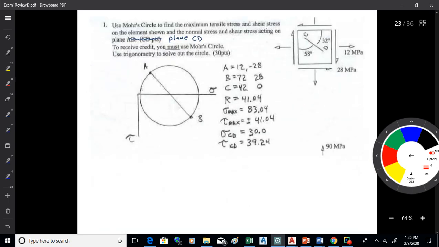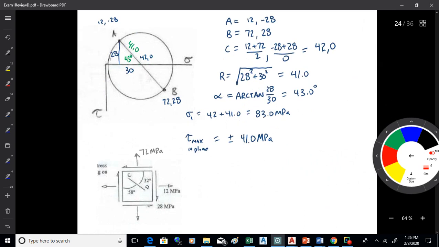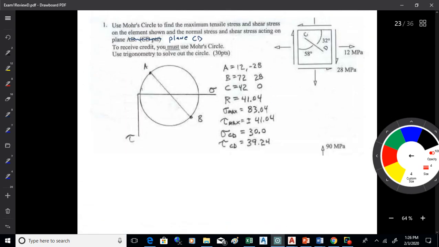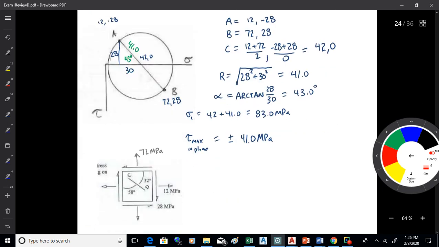Okay, then we get into the biaxial stuff. There's a Mohr circle problem. Okay, so we could have a look at this one. What you want to do with a Mohr circle problem is identify points A and B. So A is 12 and negative 28. That's based on the element here. There's 12, there's negative 28, because that would rotate that square of wood clockwise, so that's why it's negative.